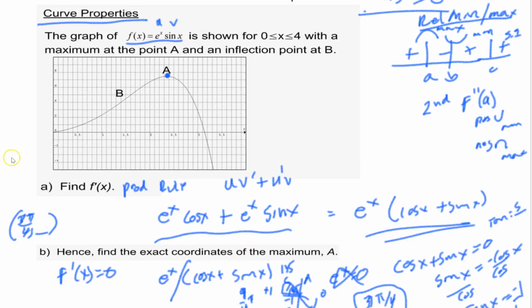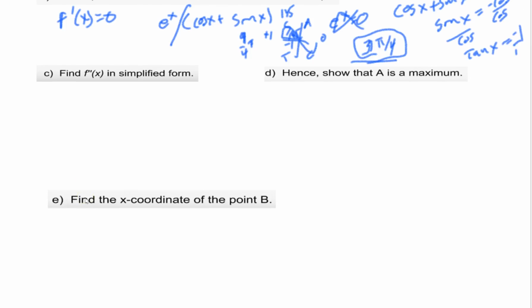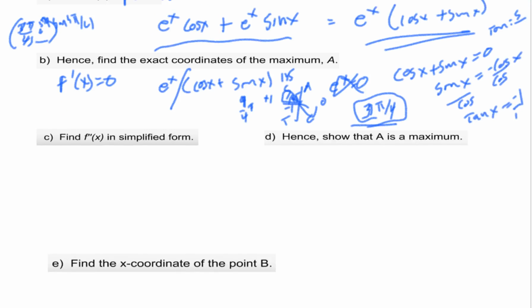So to me, e to the 3 pi over 4 times sine of 3 pi over 4. So that's the whole thing. Let it be like that. You might have to use a calculator. Anyway, next up, find the second derivative and simplify it. So right now we have this. I'm going to go back. We have e to the x times cosine x plus sine of x.